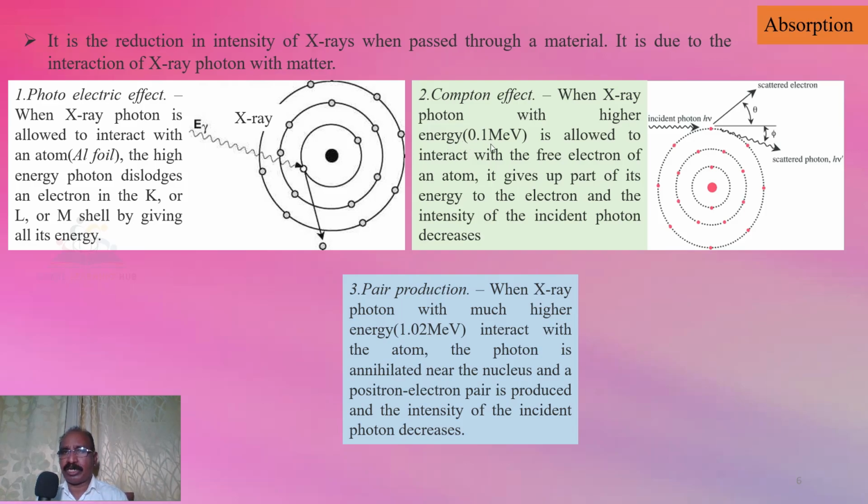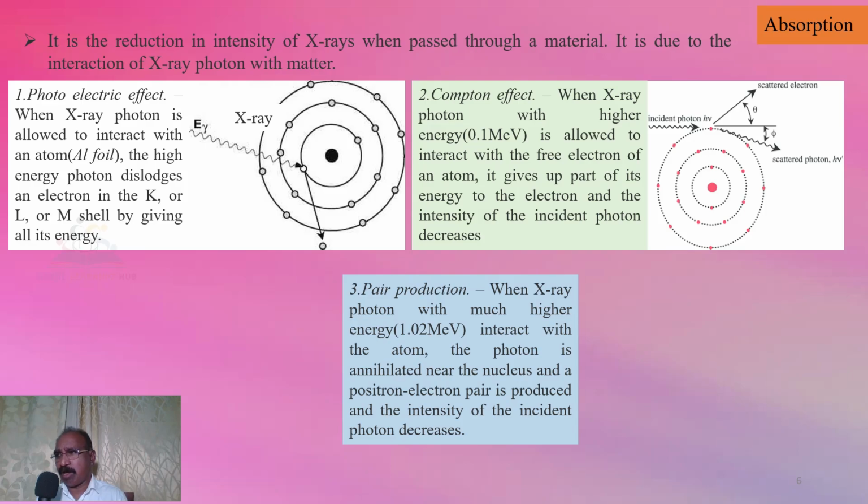An X-ray photon with the energy higher than 0.1 mega electron volt is allowed to interact with the free electron of an atom. It gives a part of its energy to the electron, and the intensity of the incident photon decreases. Therefore, the electron will be scattered in one direction and the incident photon will be scattered in another direction with a lesser energy.